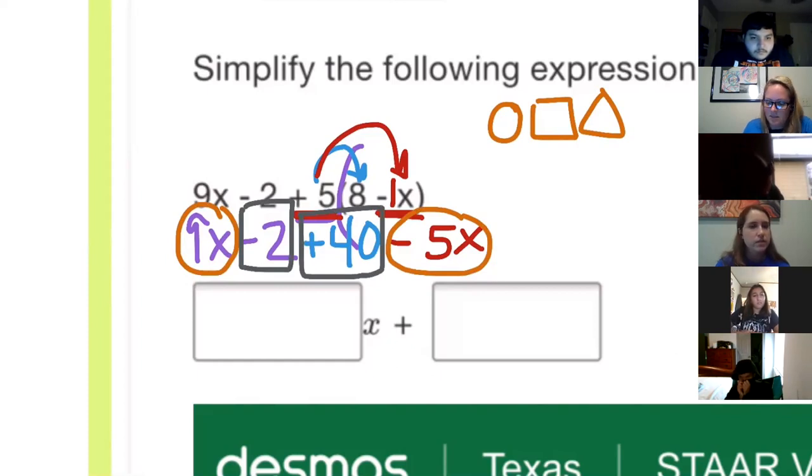All right, so now we can combine our like terms. So 9x minus 5x. What is that going to give us? Type it in the chat. Good, 4x.